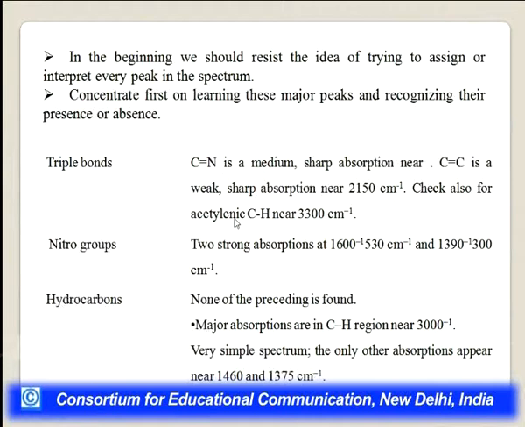Check also for acetylenic, that is carbon hydrogen near 330. For nitro groups, you have to look for 2 absorptions, that is 1600 to 1530 and 1390 to 1300 centimeter inverse. For hydrocarbons, major absorptions are in the CH regions near 3000 centimeter inverse. In a very simple spectrum, the only absorptions appear near 1460 and 1375 centimeter inverse.